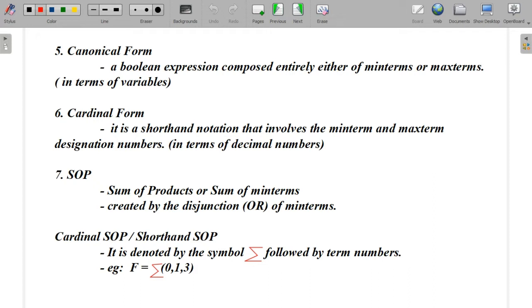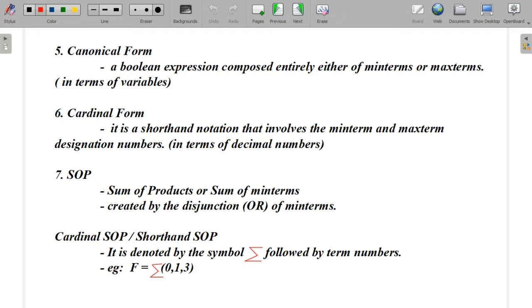Next one is cardinal SOP. SOP means sum of products. Cardinal or shorthand SOP. Cardinal means it is clear, it is indicated by the numbers, or it is in terms of decimal numbers of corresponding minterm and maxterm. So cardinal SOP or shorthand SOP means it should be denoted by the symbol sigma followed by term numbers.